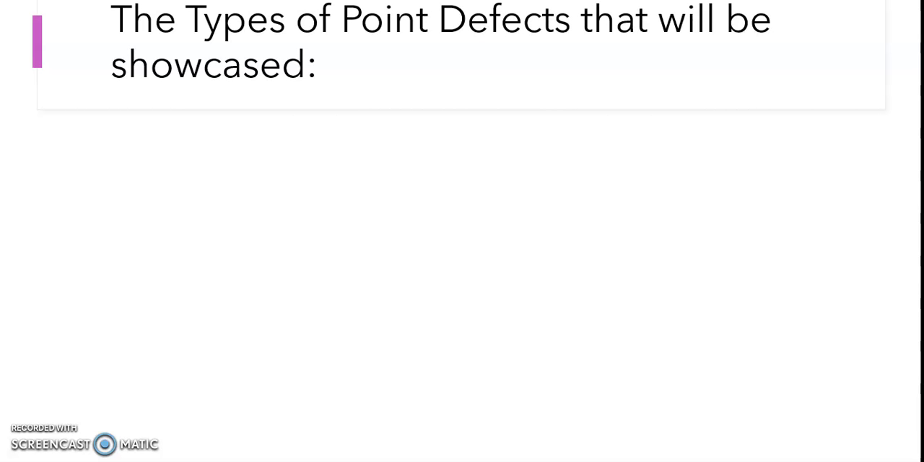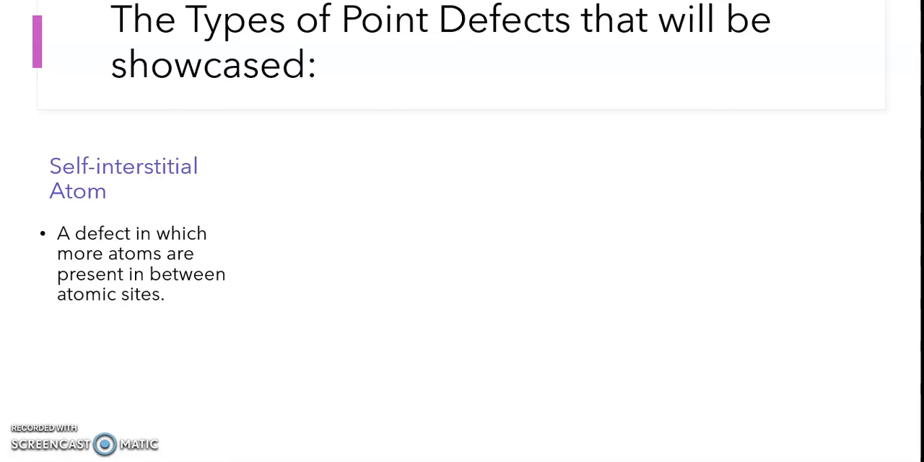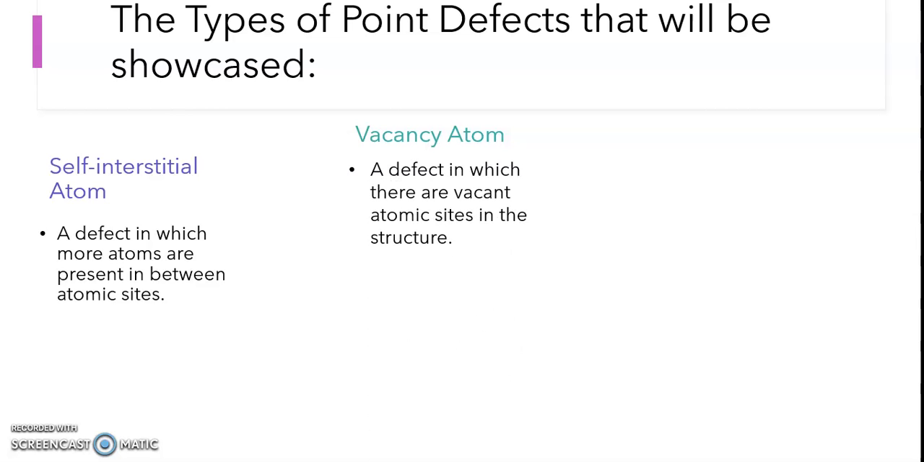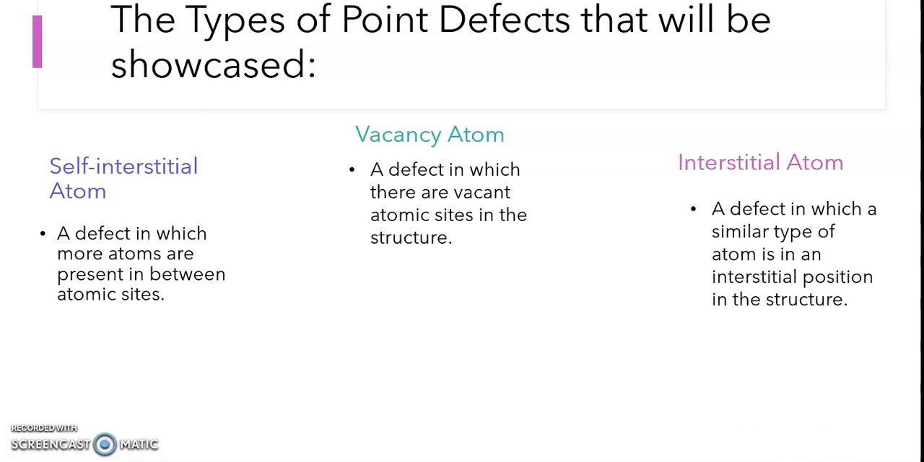The types of point defects that will be showcased in my 3D model are self-interstitial atoms, which is a defect in which more atoms are present in between atomic sites; vacancy atom, which is a defect in which there are vacant atomic sites in the structure; and interstitial atom, which is a defect in which a similar type of atom is in an interstitial position in the structure.